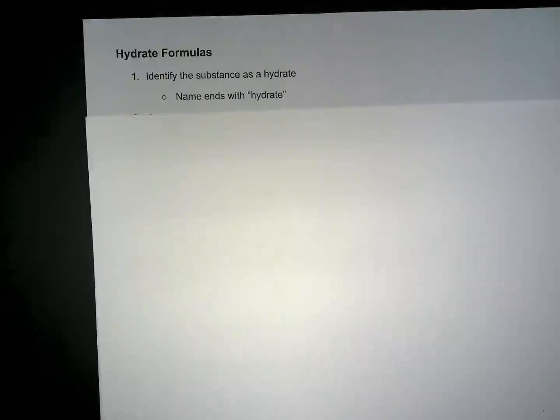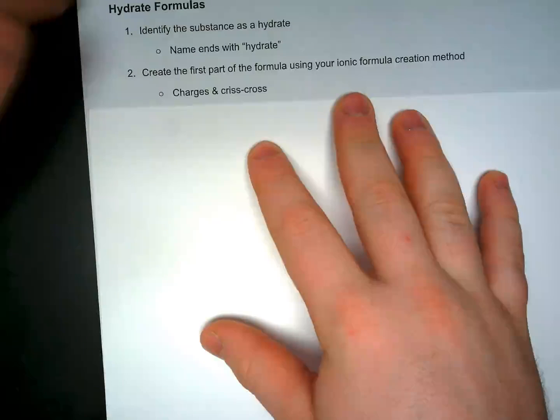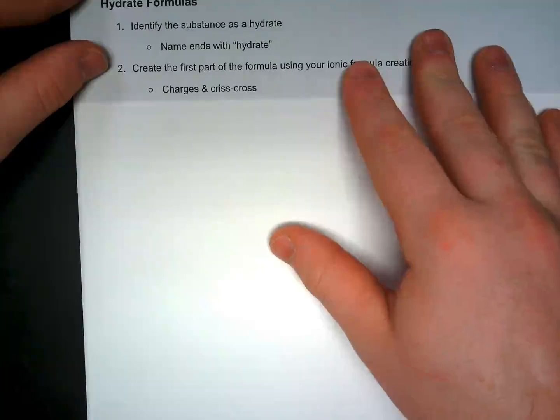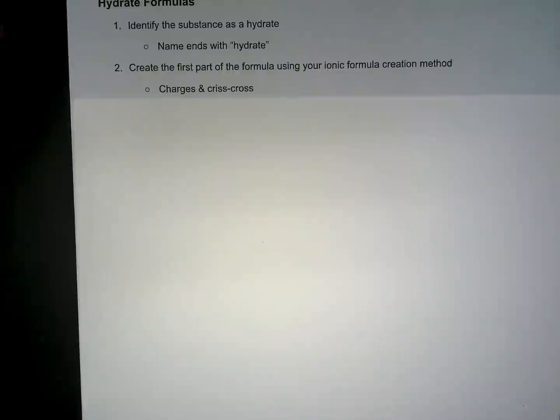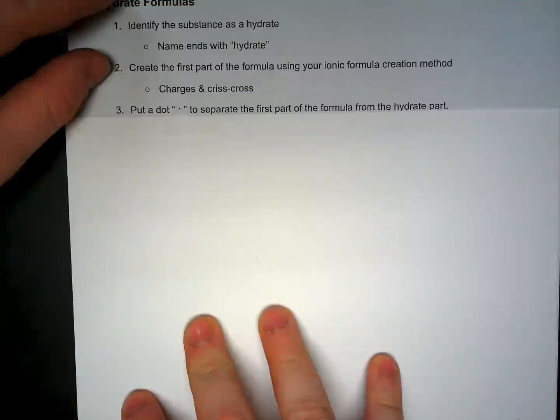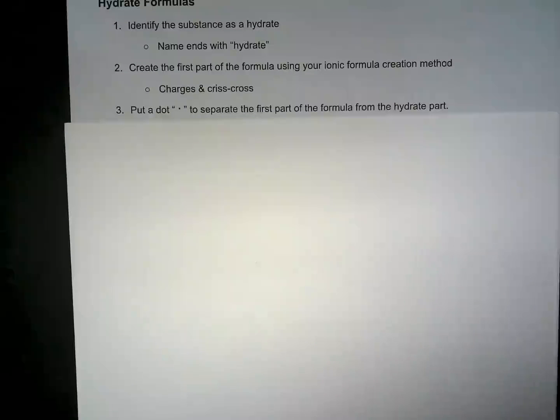Okay, so monatomic acids with monatomic ions have hydro as a prefix. Hydrates will have hydrate at the end of the name, or I guess, sorry, that's the wrong comparison. Acids will have acid at the end of their name. Hydrates will have hydrate at the end of their name, so it's similar in that sense. So after we've identified which one's a hydrate, we're then going to create the first part of the formula using the ionic formula creation method. So we're going to use the charges and crisscross.